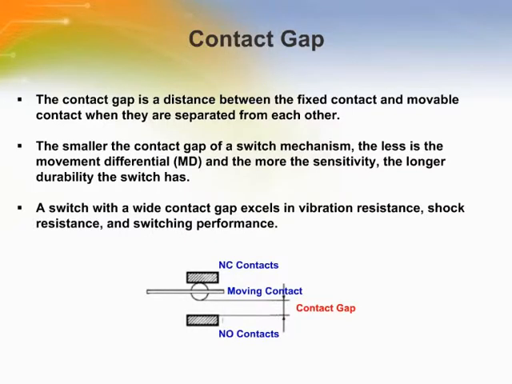The contact gap is the distance between the fixed contact and movable contact when they are separated from each other. The smaller the contact gap of a switch mechanism is, the less the movement differential is and the more sensitivity and longer durability the switch has. However, such a switch cannot ensure excellent switching performance, vibration resistance, or shock resistance. The contact gap is either 0.25 millimeters, 0.5 millimeters, 1 millimeter, or 1.8 millimeters.